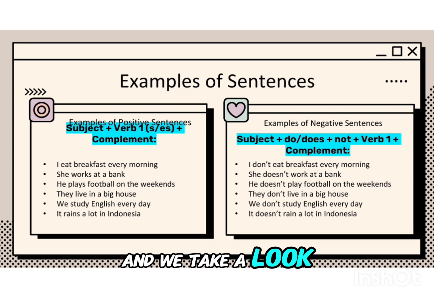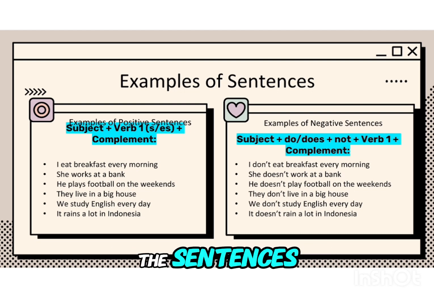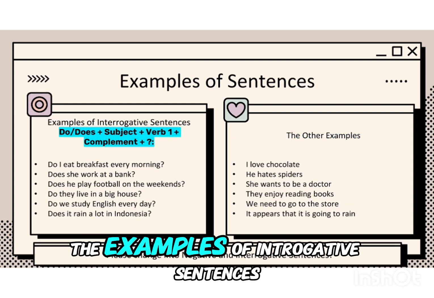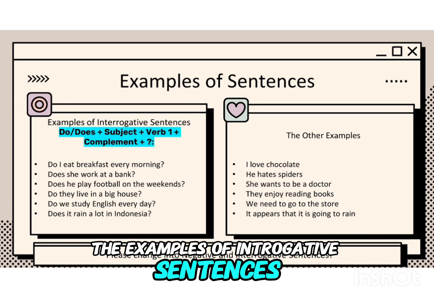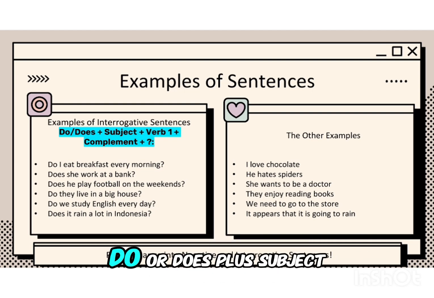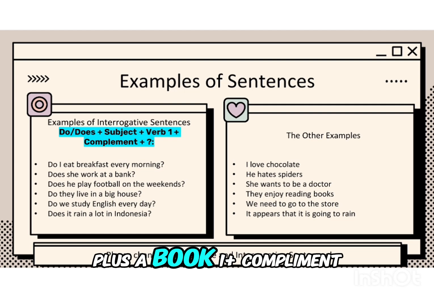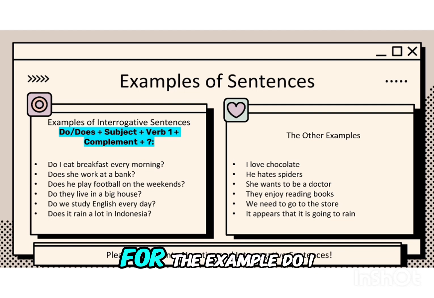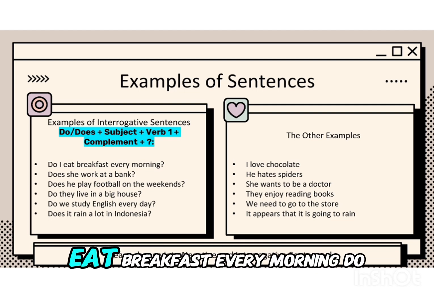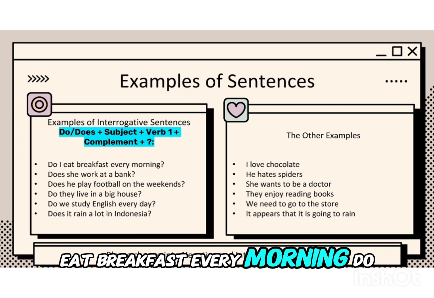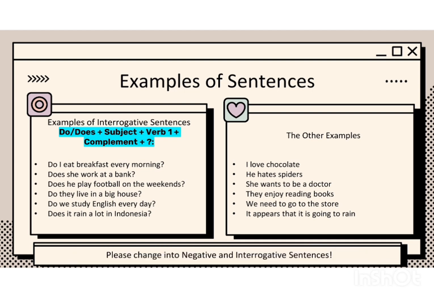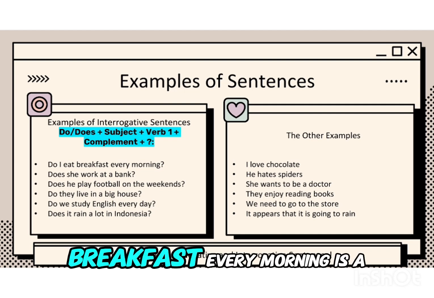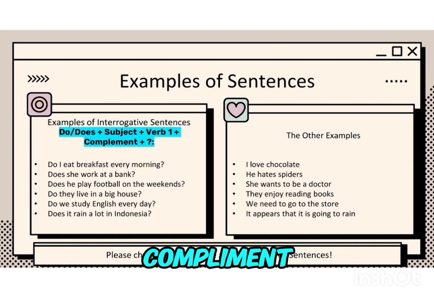And we take a look at the next example of the sentences. The examples of interrogative sentences, for the formula: do or does plus subject plus verb 1 plus complement. For example, do I eat breakfast every morning? Do plus I as a subject plus eat as a verb 1. Breakfast every morning is a complement.